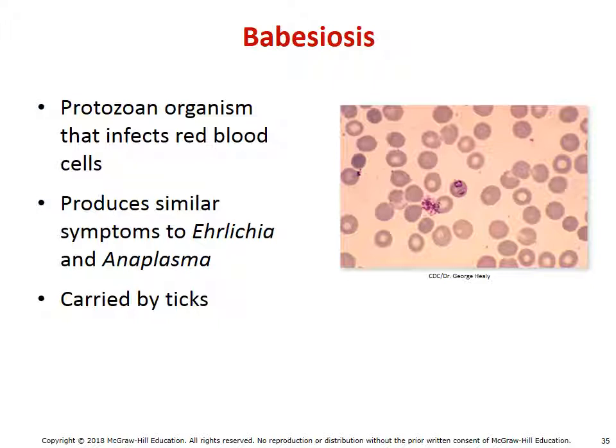Babesiosis is going to be a protozoan disease that's going to affect red blood cells. It's going to be very similar to Ehrlichia and anaplasmosis and also be carried by ticks.